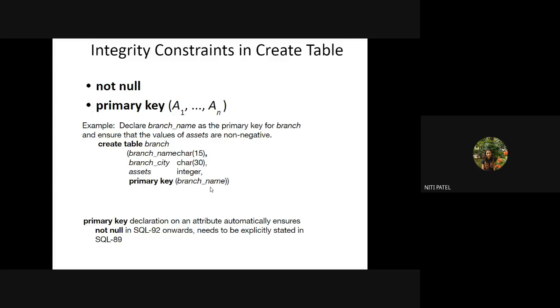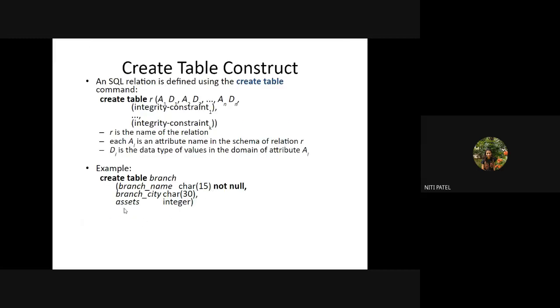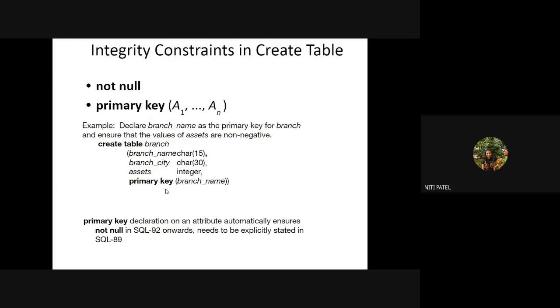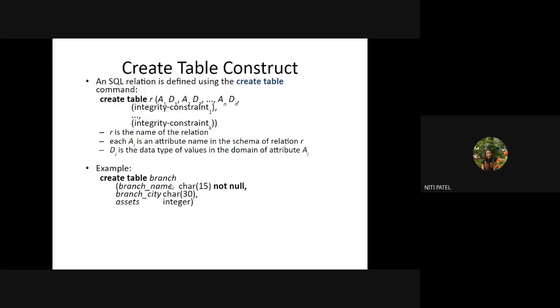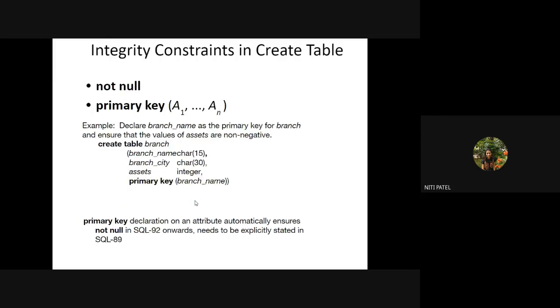But what is the other way? The other way is, if you don't want to add an extra column, simply write it in front of the column. That is, if I want to make branch name the primary key, instead of writing below over here, what you will write over here is branch name, character 15 and primary key. Then separate it with a comma. Branch city, if you want to make it not null, you write branch city char 30, not null, and then comma. Are you understanding this?